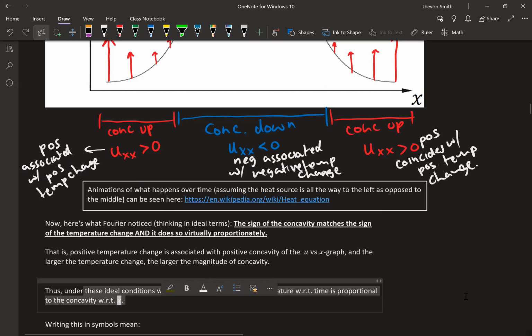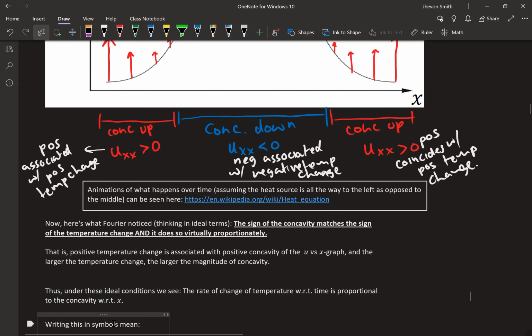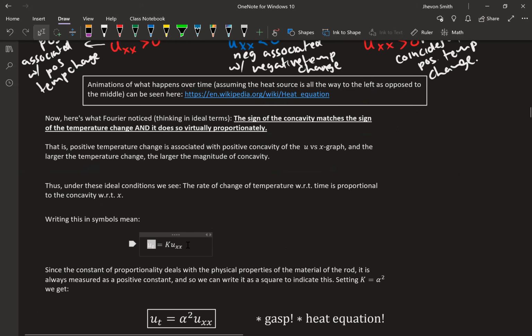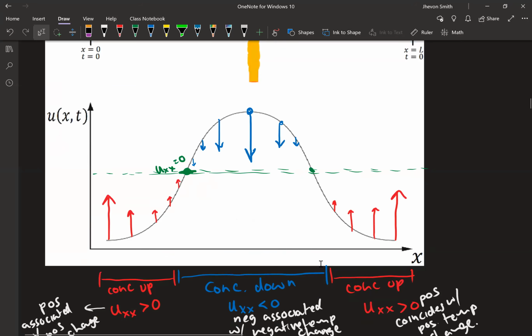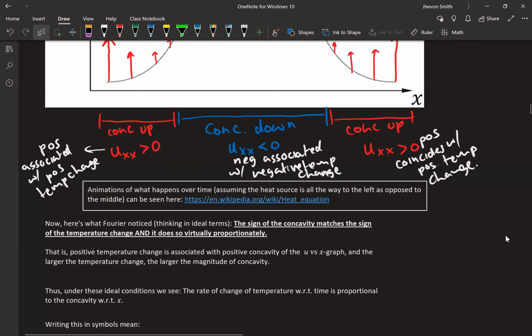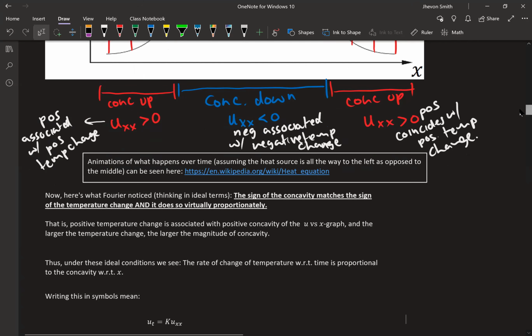That's this right here. If you were to write this in mathematical symbols, what would that be saying? It would be saying this: u sub t is equal to some constant times u sub xx, which, as you notice, is very close to the heat equation. That's the ideal assumption that gets us on the road to the heat equation.